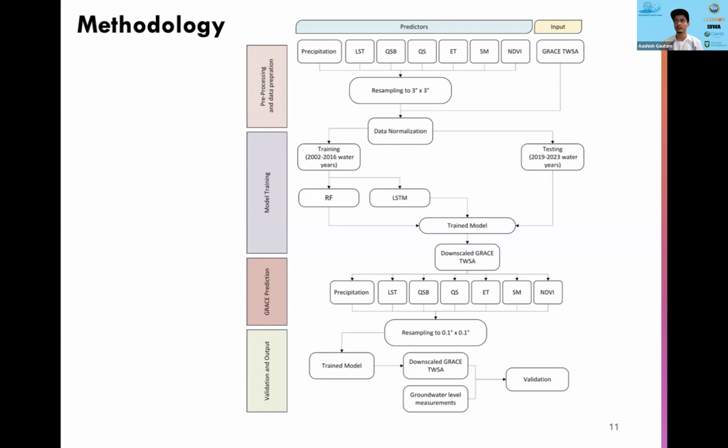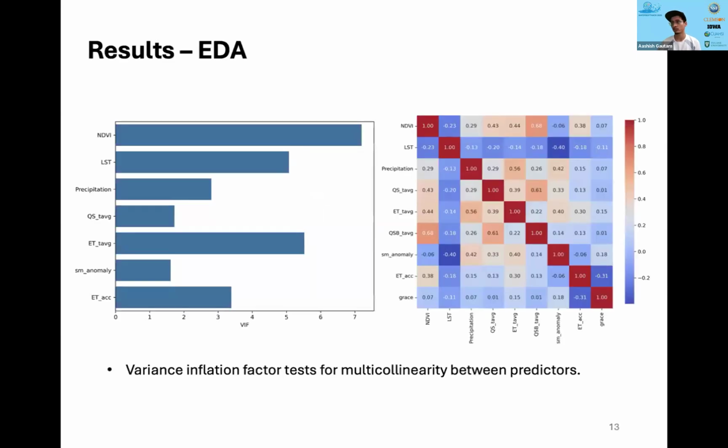Although we could have extended to even finer, to 0.05. But for this research, we just resampled to 0.1, and this allows for a high resolution GRACE TWSA prediction, which is then validated against groundwater level measurements, which we collected from the Arizona Water Department. In summary, the framework leverages machine learning to bridge coarse GRACE data and finer groundwater insight. Now for further talking about results, I'd like to call on Hassan.